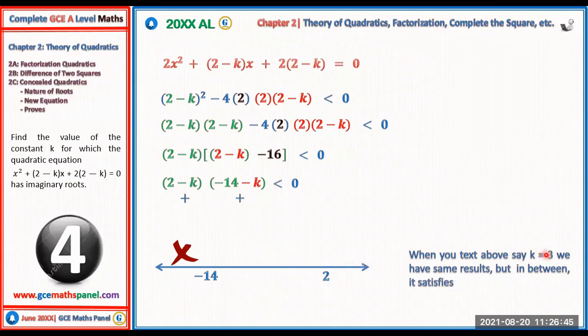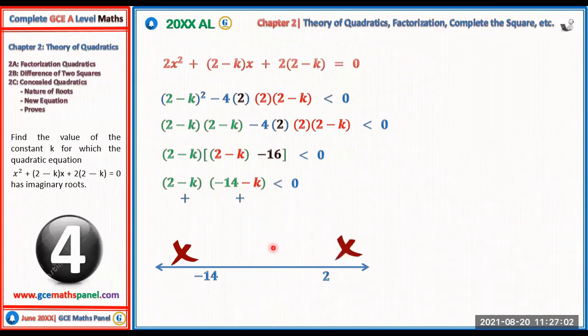Now let's test any number above 2, for example 3. 2 minus 3 is negative. Minus 14 minus 3 is also negative. Negative times negative is positive. So the region above 2 does not satisfy either.